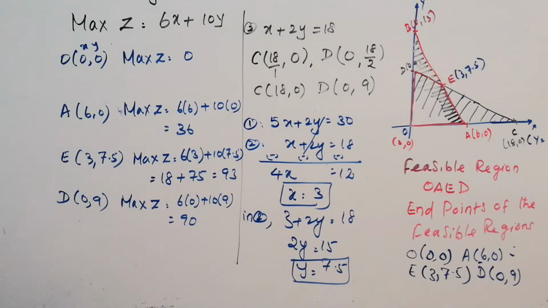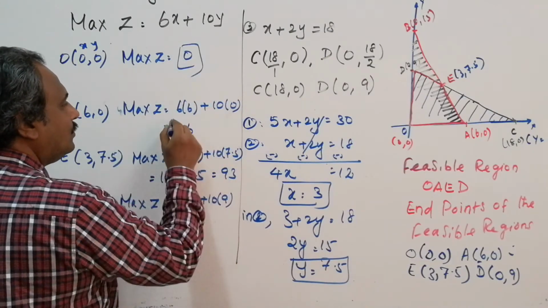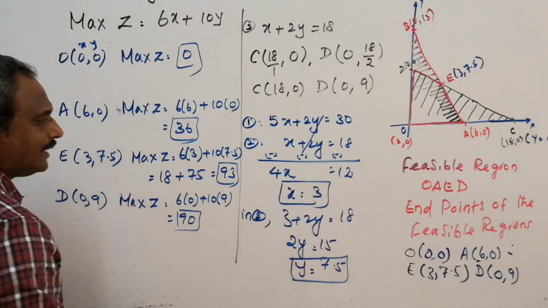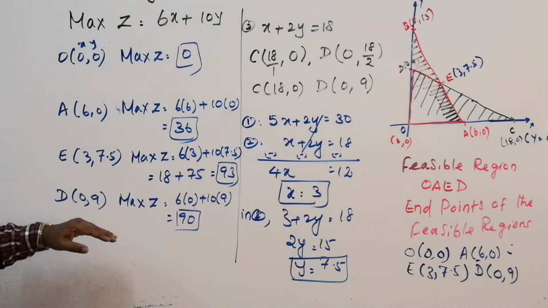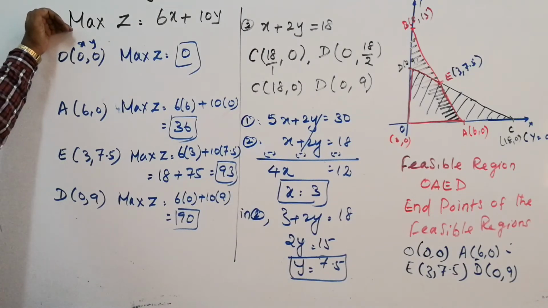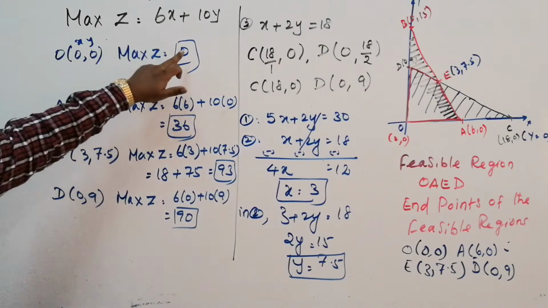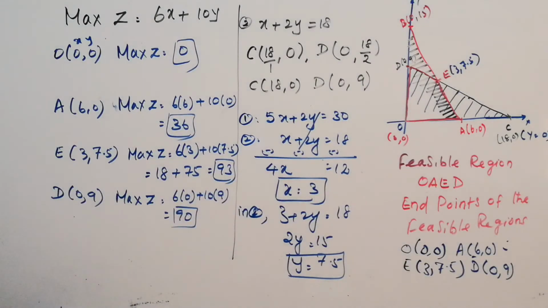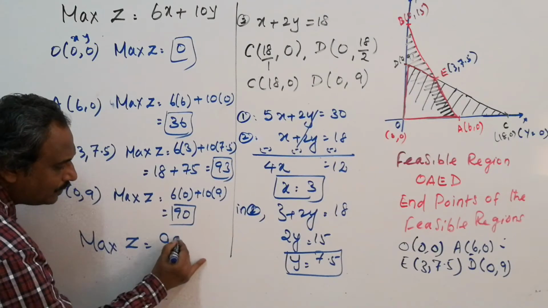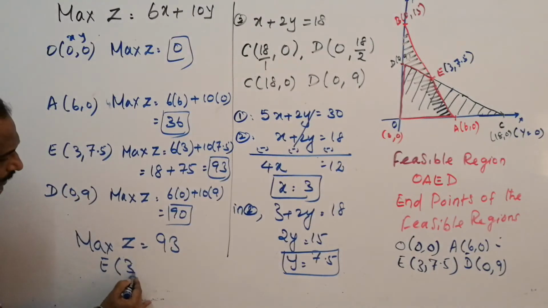Now I am having 4 alternatives: one is 0, one is 36, one is 93, one is 90. Our objective is to find the maximum. What is the maximum value here? I am going to check, the maximum value is 93. So we are going to write maximum Z is equal to 93, at the point E 3, 7.5.